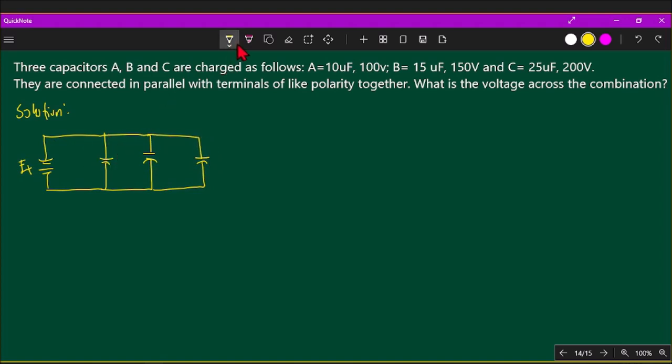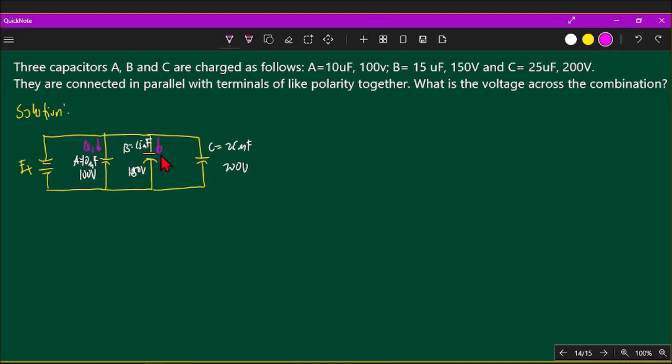So our A is 10 microfarad, and the voltage for this one is 100 volts. Our B is 15 microfarad, and the voltage across this one is 150 volts. And C is 25 microfarad, and its charge voltage is 200 volts.